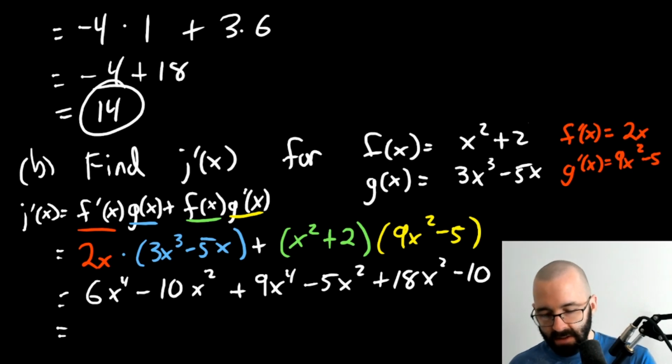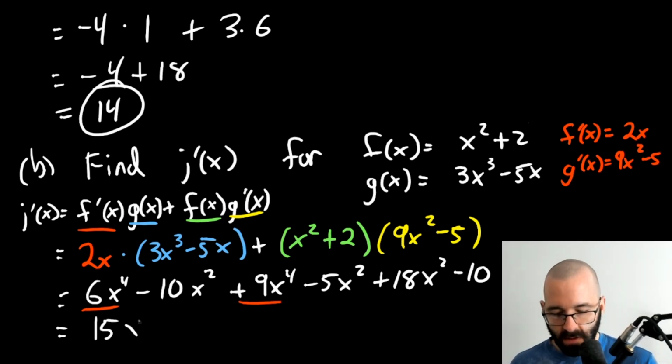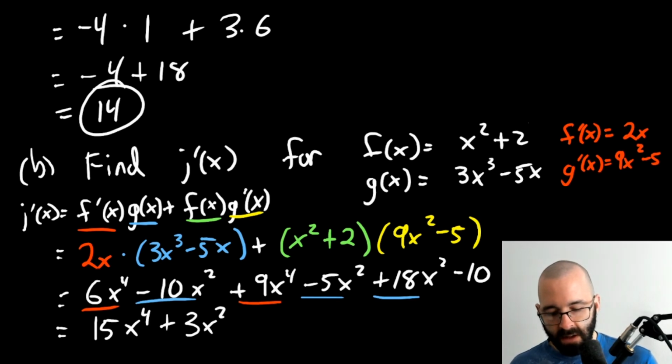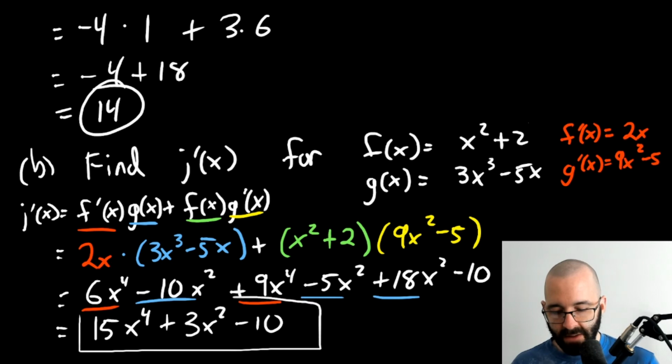Collect like terms. 6x to the fourth plus 9x to the fourth. That's 15x to the fourth. And then minus 10x squared. Now we're at minus 15x squared. Now we're at 3x squared. And then the last thing is just a minus 10. This is the derivative.